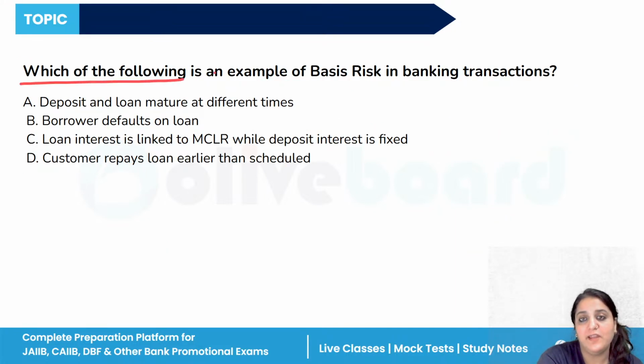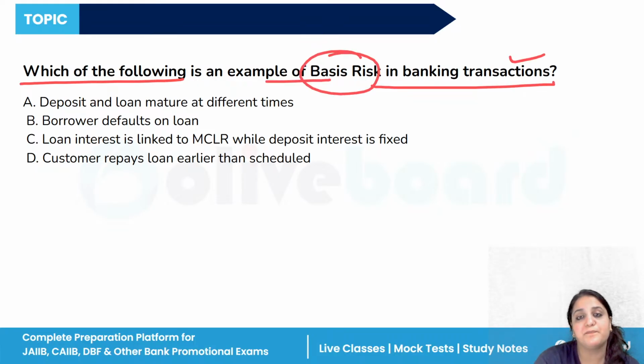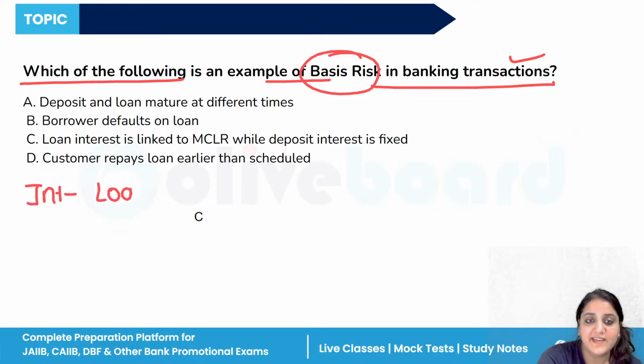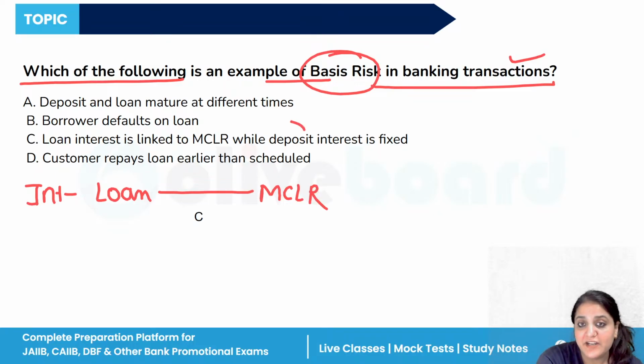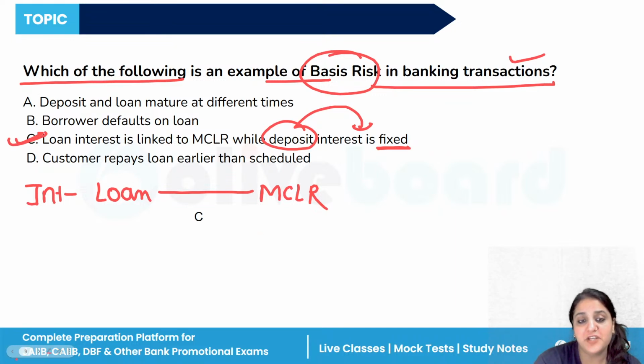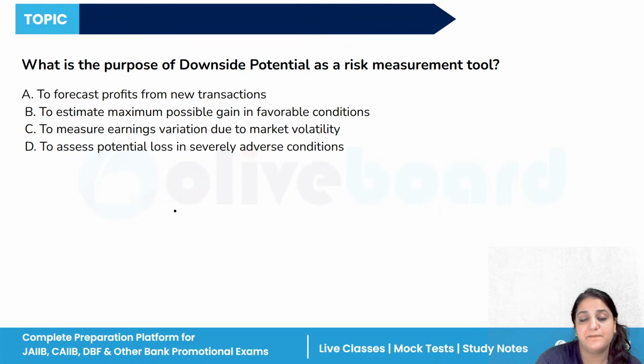So, which of the following is an example of basis risk in banking transactions? Basis risk in a banking transaction. When the interest of the loan is linked to MCLR while the deposit interest is fixed. So the correct answer is option C.